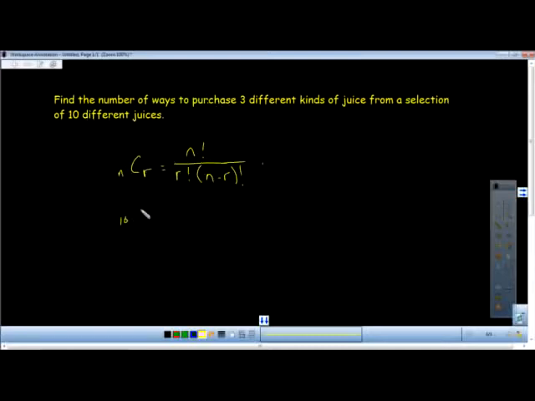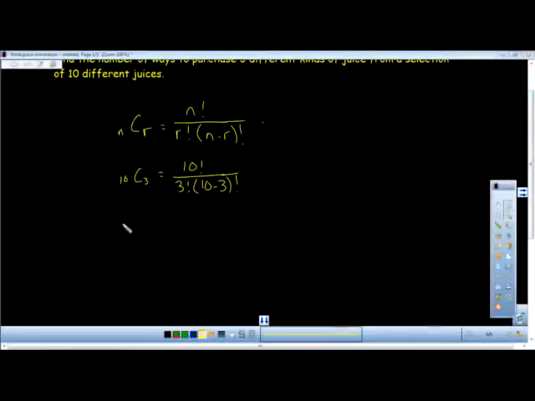So I have 10 choose 3. Everywhere there's an n, I'm going to put a 10, so I have 10 factorial over 3 factorial, and I have n minus r, so 10 minus 3 factorial. Now I'm going to simplify this a little bit. So I have 10 choose 3, which is 10 factorial over 3 factorial. 10 minus 3 gives me 7, so I have 7 factorial.